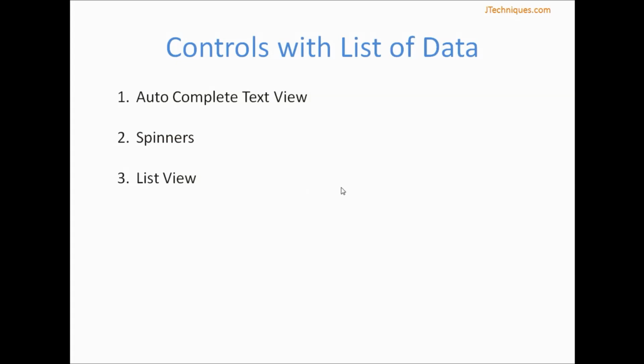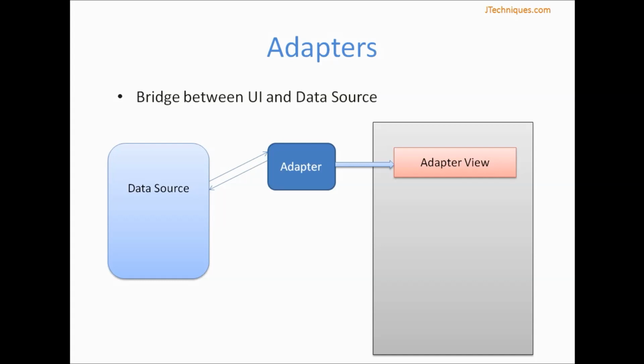All these controls use a data source, that is, there can be multiple data. For example, list of countries, there are a lot of data in that. So instead of typing in the data into the UI control, Android provides something called adapters. Adapter is a bridge between your UI control like autocomplete text view or spinner or list view and your data source. Your data source could be an array of data, or it could be a cursor to your database, or data source could be anything. Adapters is a bridge between these two. That is, it gets the data from the data source and prepares the view to be displayed.